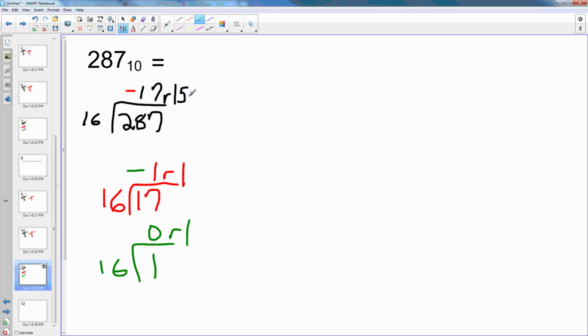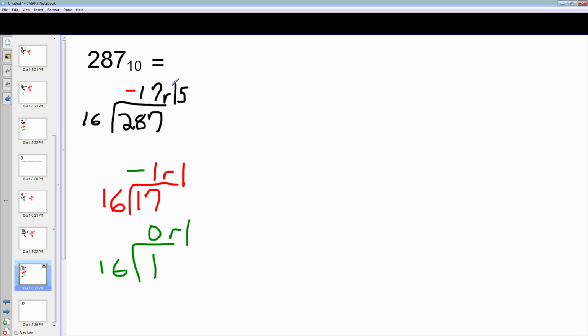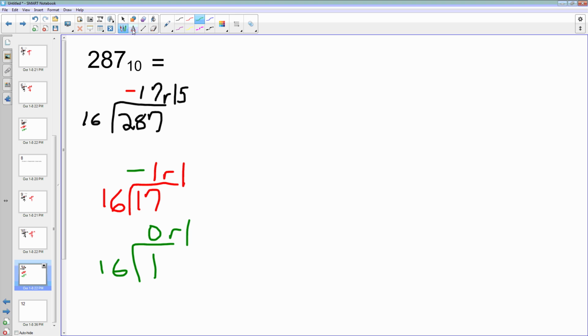But what is 15 in hexadecimal? Remember, 10 is A, 11 is B, 12 is C, 13 is D, 14 is E, and 15 is F. So this becomes an F right here. So when I write this back out, I'm going to write out the 1, the 1, and then the 15 right here. So I'm going to go ahead and show that, so it becomes 1, 1F in base 16.